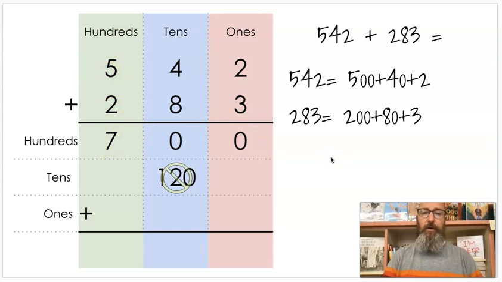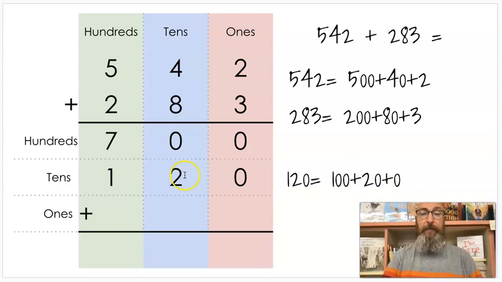8 plus 4 would be 12. That'd be 120. You can't have that much in the tens place. We have to break it up. 120, you'd break it up into 100 plus 20 plus 0. So I'm going to take that 100. I'm going to put it in the hundreds place. Keep my 2 tens there. And of course, there's 0 ones. That makes 120. And you can see that right here.